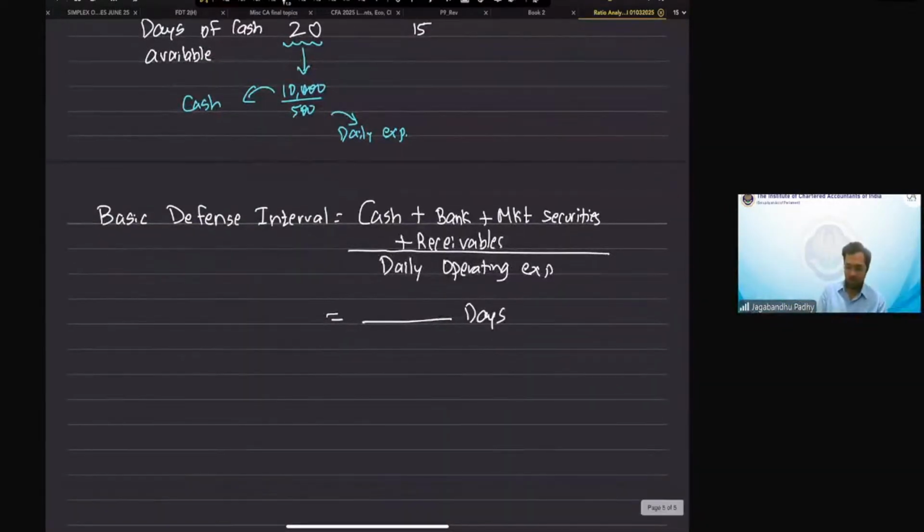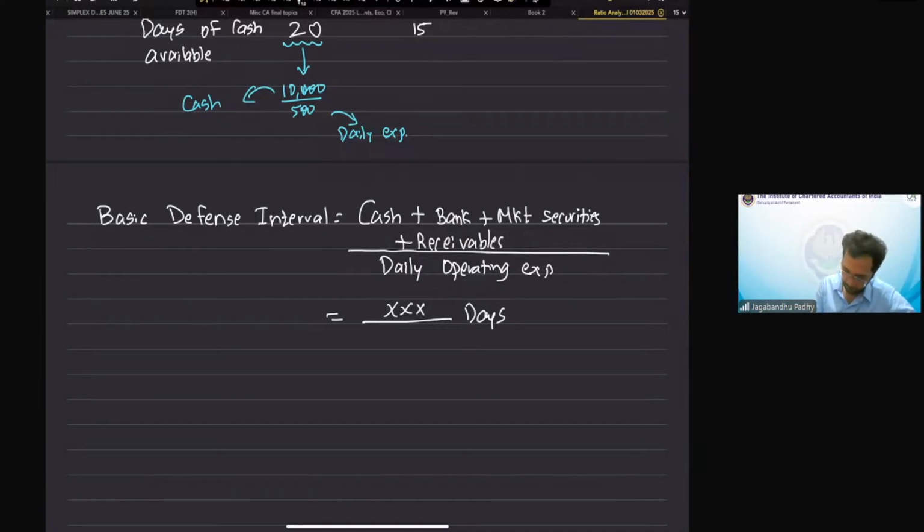Basic defense interval is going to be in a certain number of days, right? Now, the question is, how do we compute this daily operating expense? Can you think of how we compute the daily operating expense?